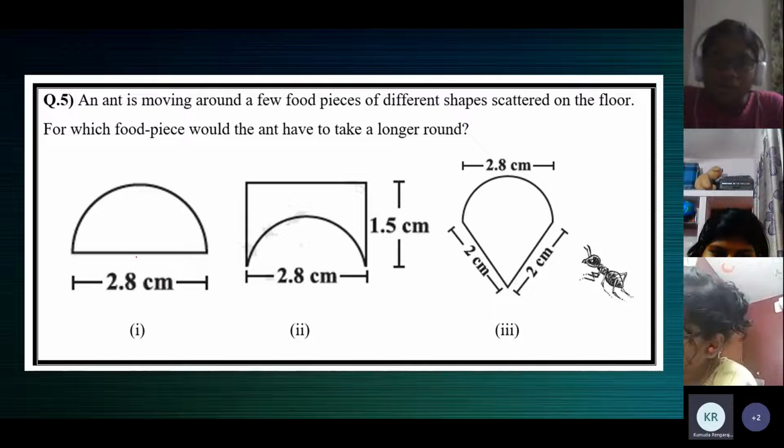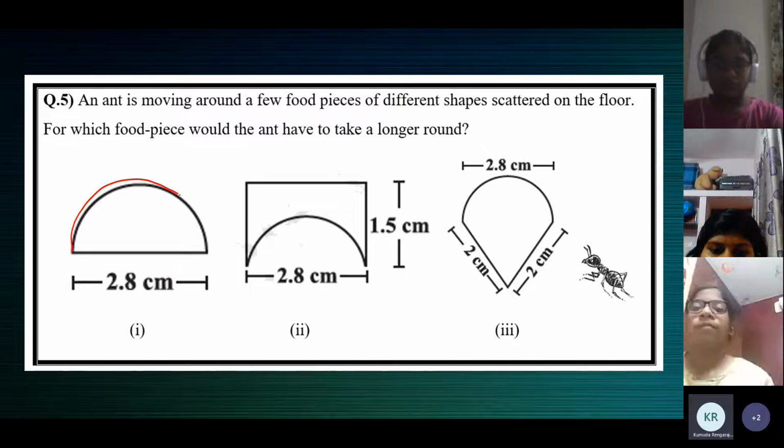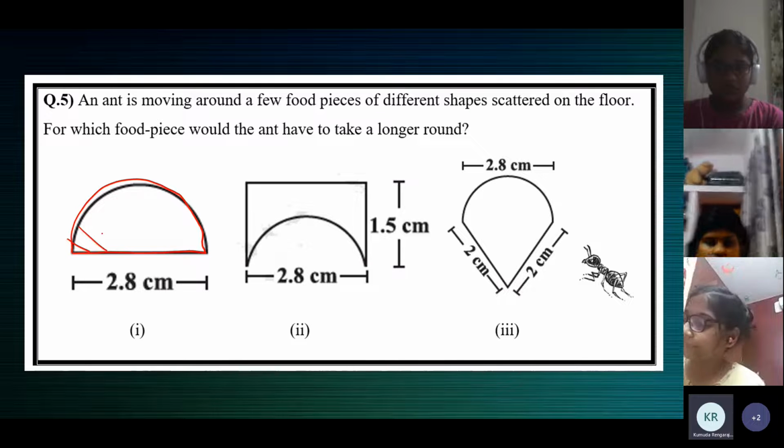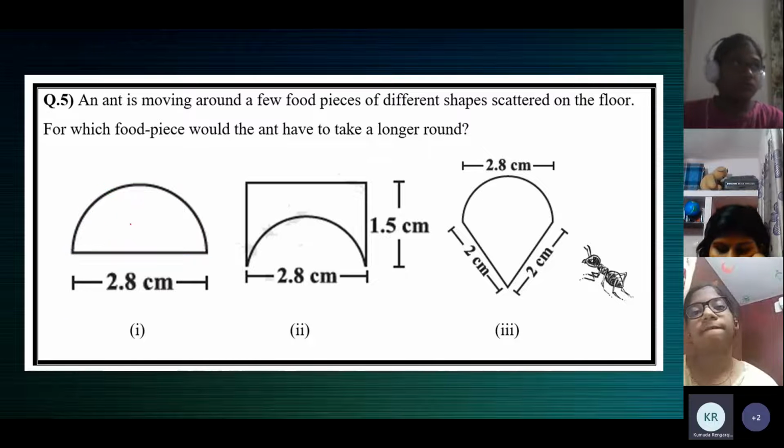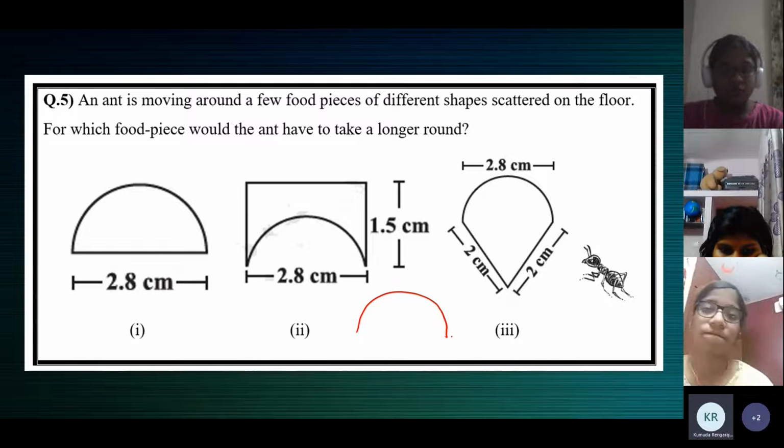All right. Now the first figure is a semicircle. You can see here, it's actually a semicircular region. Now this semicircular region, because when we say semicircle, we are actually talking only about this. When we say semicircle, it's only this half of a circle. This is a circle and this is called the circular region actually.